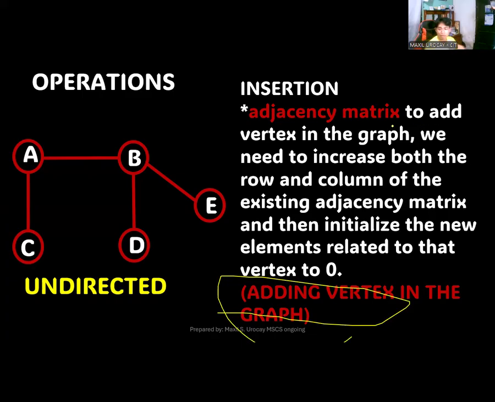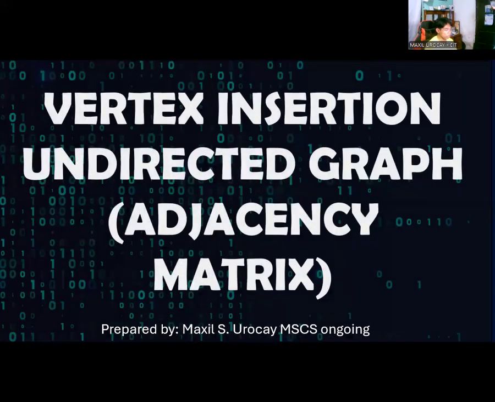To add a vertex in the graph, we need to increase both the row and the column of the existing adjacency matrix and then initialize the new elements related to that vertex to 0. That means, class, if for example you add F right now to your node A, since they don't have any relationship right now, what you will do is add that in your matrix. Since your matrix is A to E, you will just add a row and another column. Now let's try to check how it works.